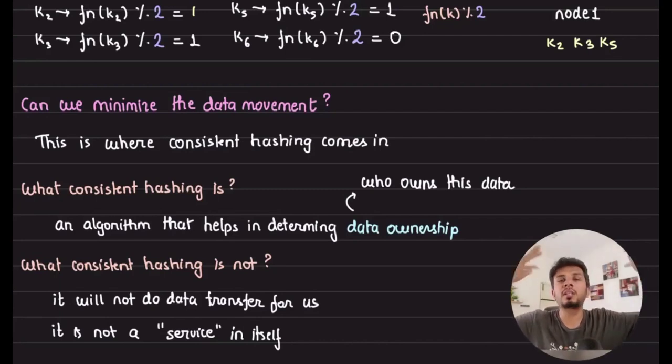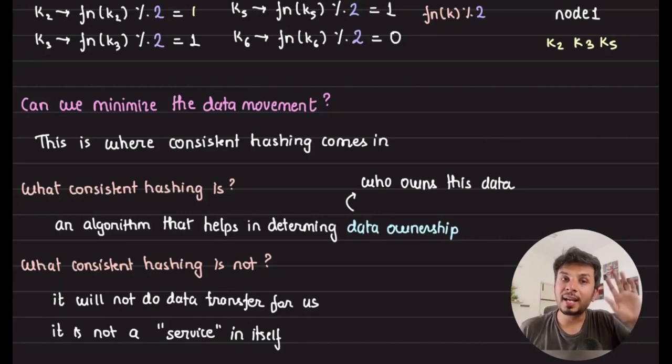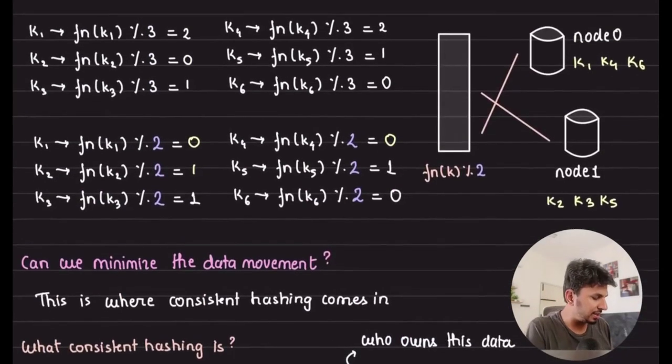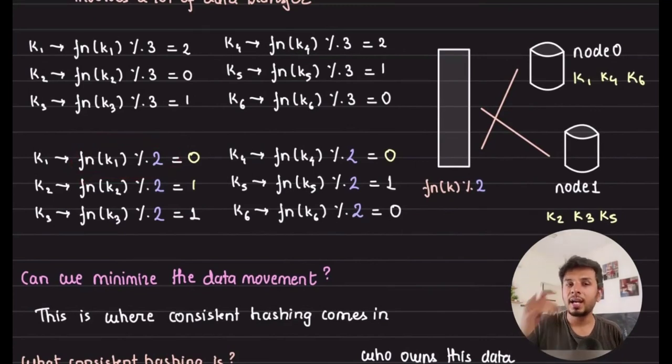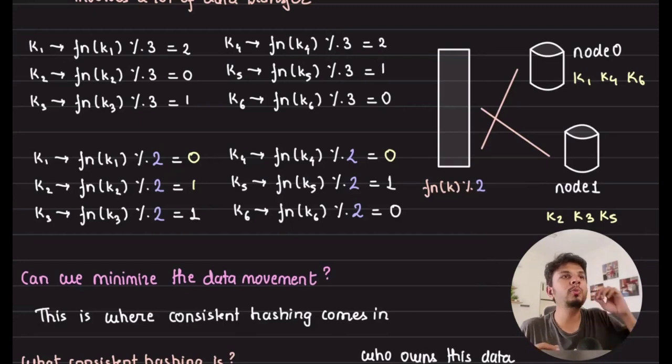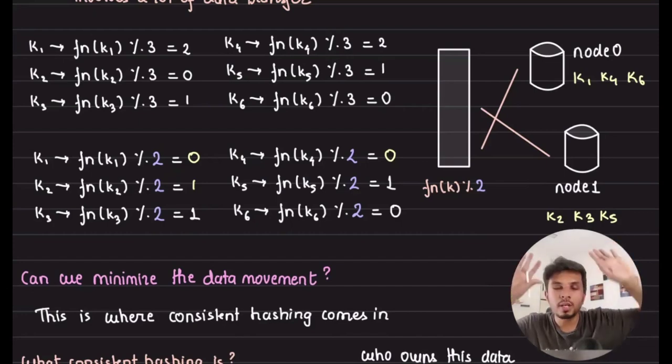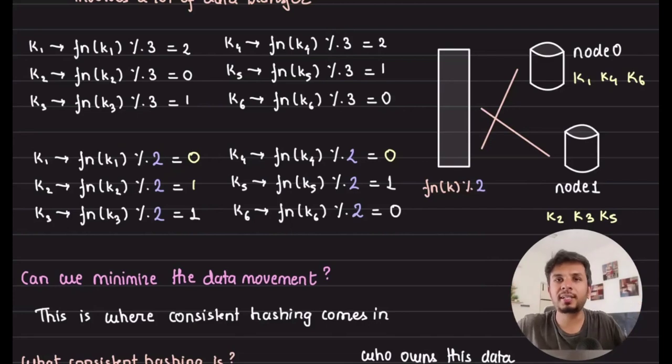Consistent hashing is not a service that magically works. It's not even really an algorithm, that's an exaggeration. It's just a simple function call that tells you who owns a key. That's it. You have to take care of data movement and everything else yourself. You give it a key and the configuration, and it tells you which node it belongs to. That's all it does. That's the job of consistent hashing, nothing more, nothing less.